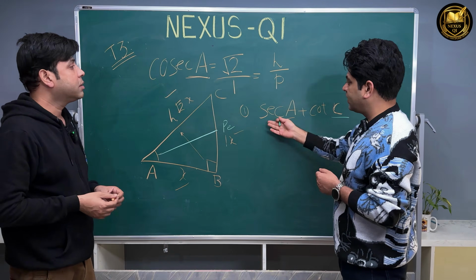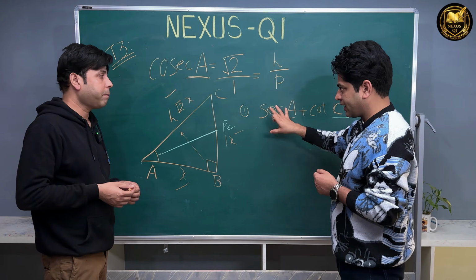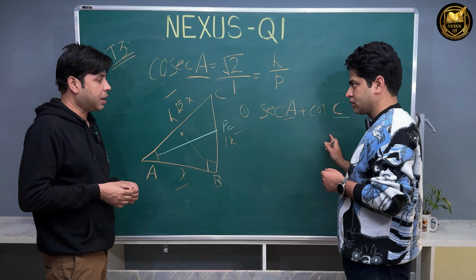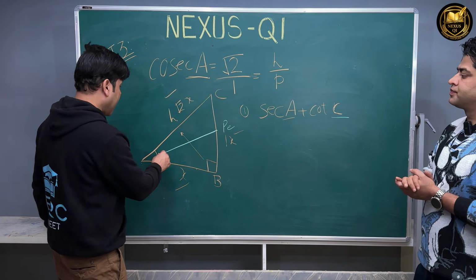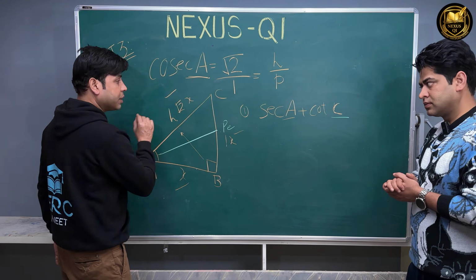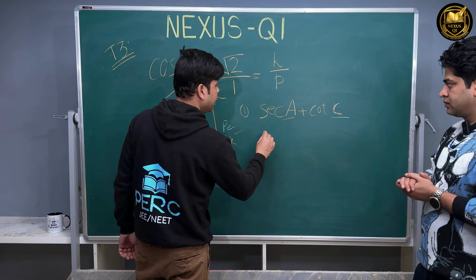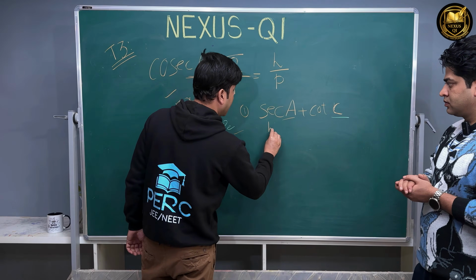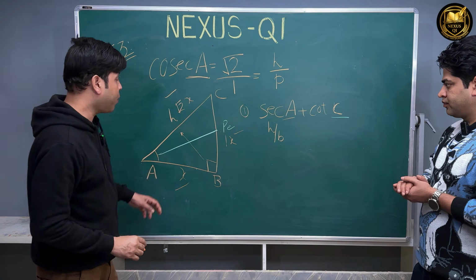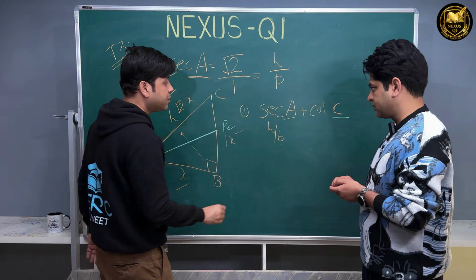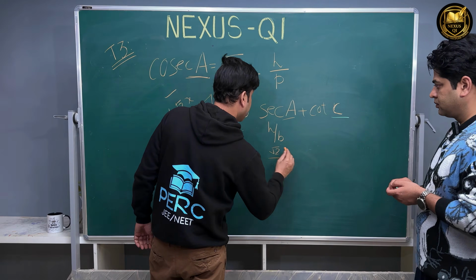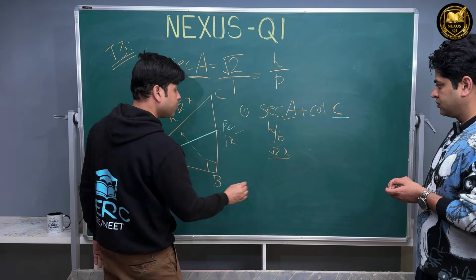Now I think first we have to go for sec A, and after that we have to go for cot C, if I'm not wrong. Correct. So first angle A: we know already this is perpendicular, this is base and this is the hypotenuse. Sec of any angle is nothing but the ratio of hypotenuse by base. Now just put the values. Hypotenuse for this is root 2x, by base, which is x.